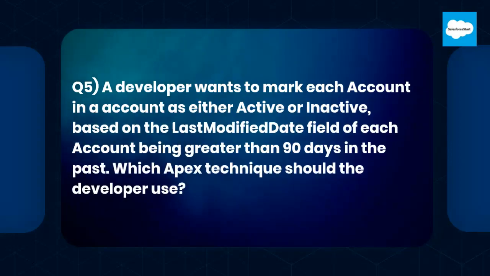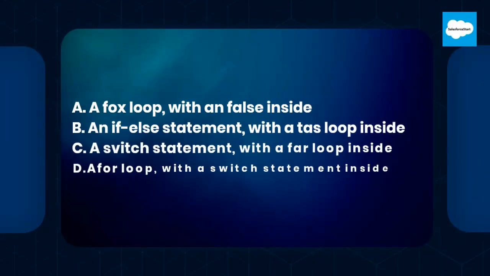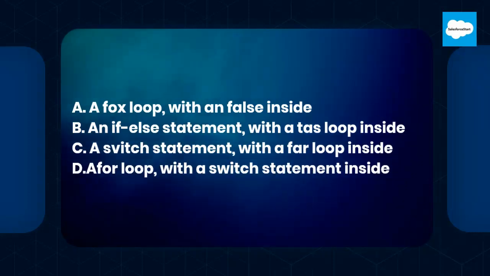Q5. A developer wants to mark each account in a list as either active or inactive, based on the last modified date field of each account being greater than 90 days in the past. Which Apex technique should the developer use? A. A for loop, with an if statement inside. B. An if-else statement, with a for loop inside. C. A switch statement, with a for loop inside. D. A for loop, with a switch statement inside. The answer is option A. A for loop, with an if statement inside.